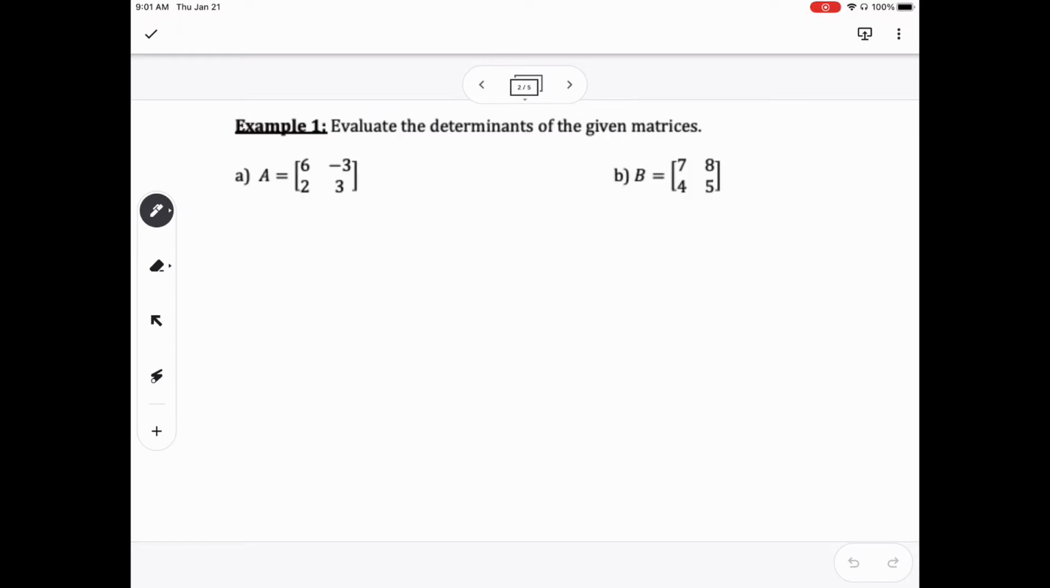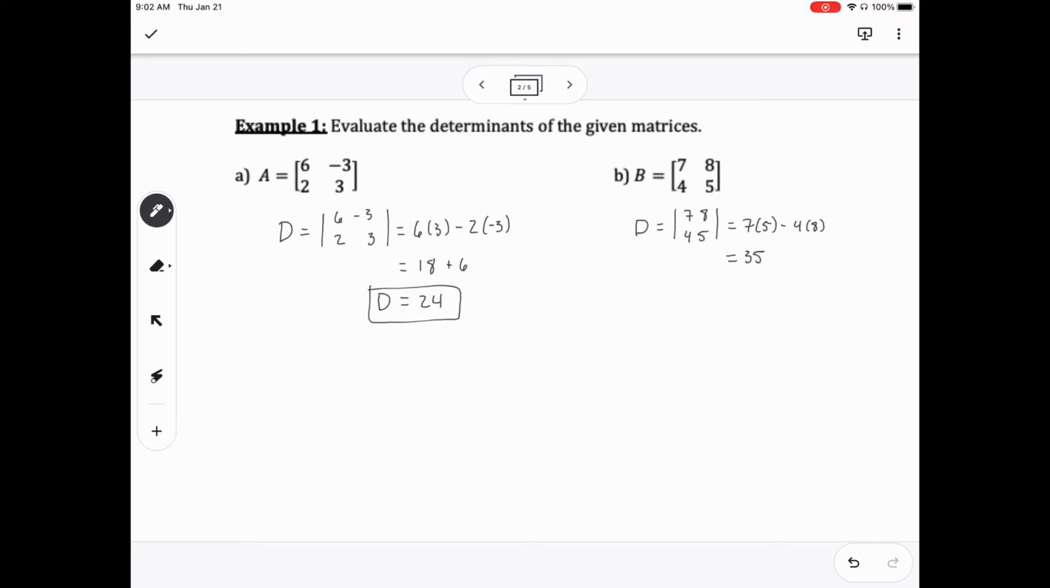So here, when we're finding our determinants, all we need to do is multiply the diagonals and take the difference of those two things. So first one, 6 times 3 minus 2 times negative 3 will get us 24. Letter B, same idea. We'll take 7 times 5, subtract it from 4 times 8 to get us 35 minus 32, which is 3.